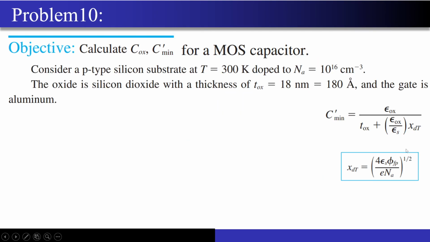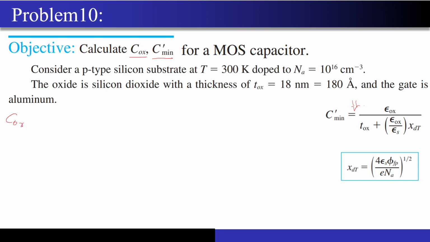So now these were the basics that we needed to solve this particular numerical from Donald Neamen. Let's see what has been given in the numerical. This numerical is asking us to find out the value of Cox and Cmin dash. I already told you what Cmin dash is: the moment I max out my depletion width, my capacitance will reduce down to its minimum value. These are the formulas that I have written over here. So now let's start with the easy one.